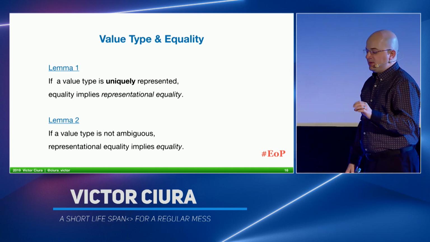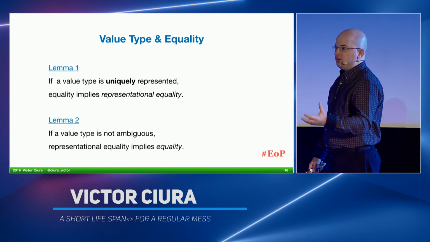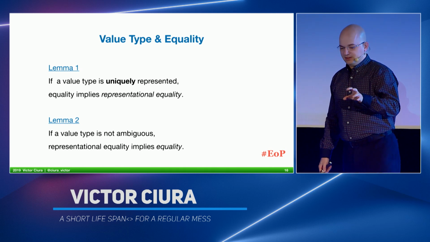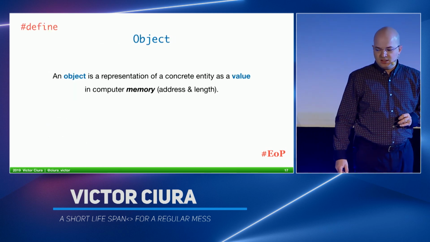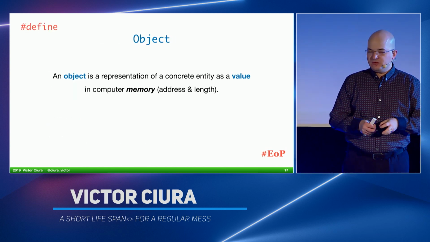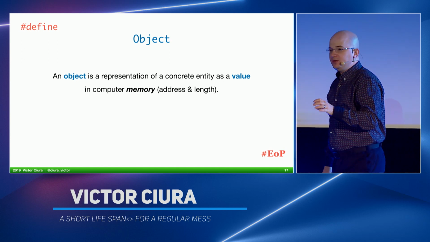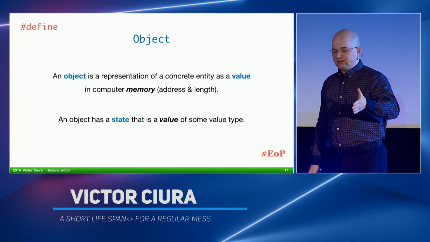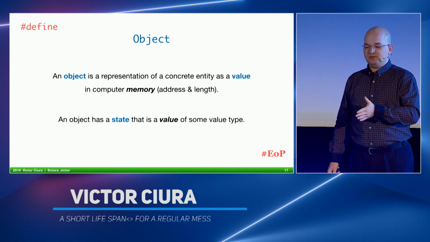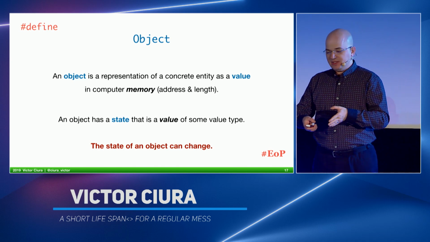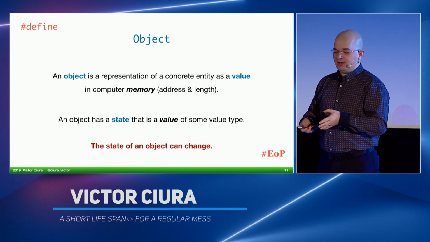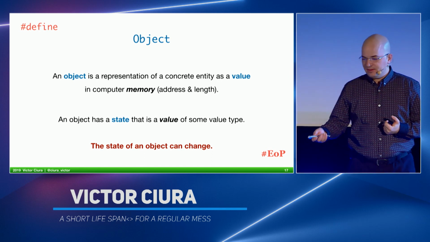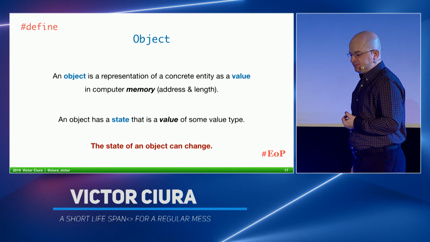That seems obvious. If a value type is not ambiguous, representation equality means equality, if we define it properly. So an object is a representation of a concrete entity as a value in computer memory, given by its address and length. An object has a state that is the value of that type. And of course, the state of an object can change in memory. So this is what people usually think about when they think about values. These are objects in computer memory.